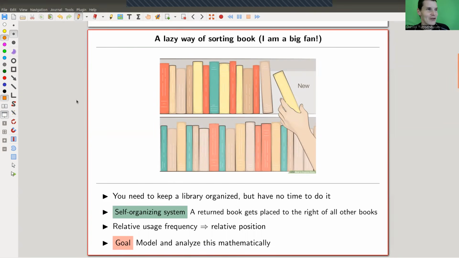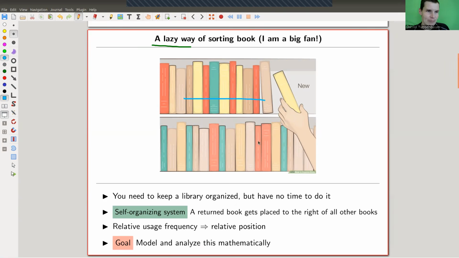Anyway, it's a sorting algorithm, and it works as follows. The story is you need to keep a library organized. That's the idea here. But you actually don't want to do it. Really lazy, like me. You're just really, really lazy. You have no interest in doing it, actually. So you come up with a brilliant idea to organize it using a self-organizing system. And it works as follows.